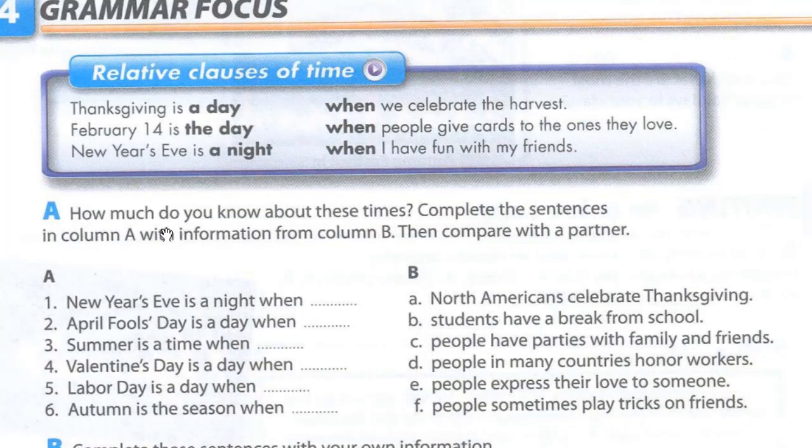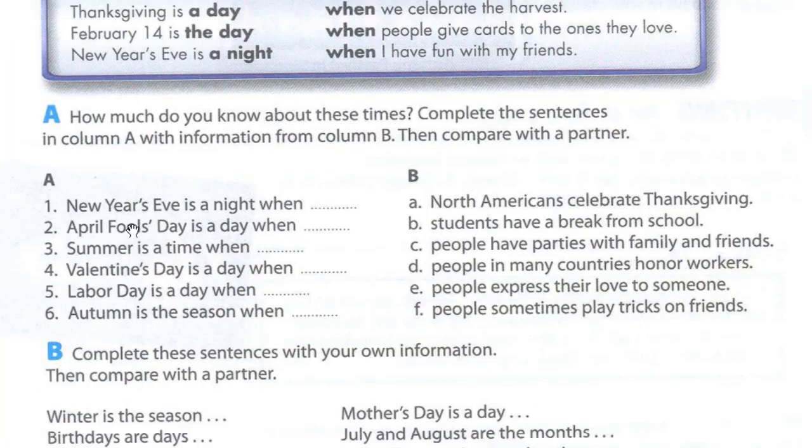So now, how much do you know about these times? Complete the sentences in column A with information from column B, then compare with a partner. So, New Year's Eve is a night when people have parties with family and friends, okay? This is number one. Okay, number two. April Fool's Day is a day when people sometimes play tricks on friends. Number three. Summer is a time when students have a break from school.